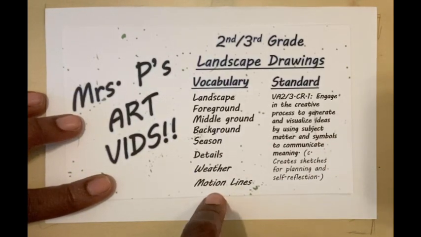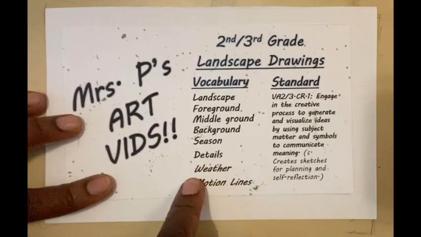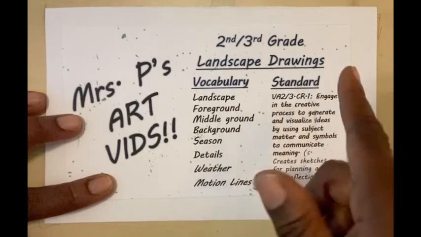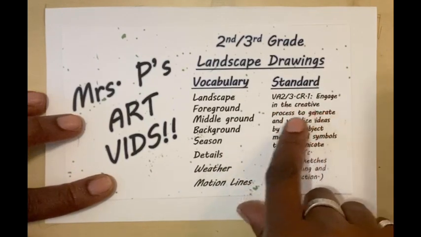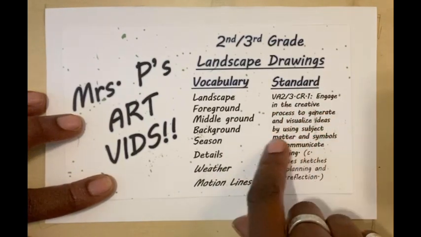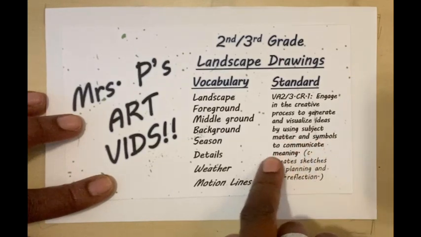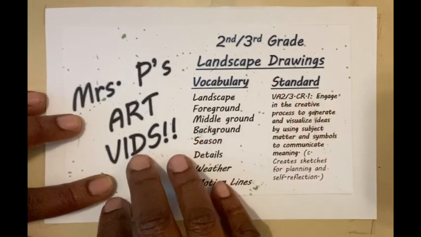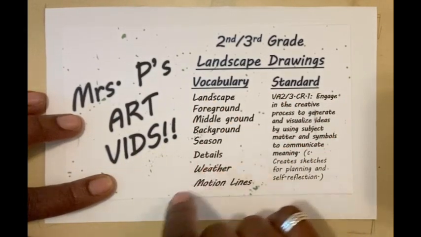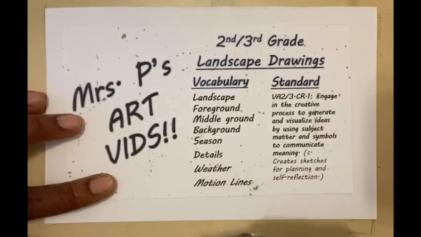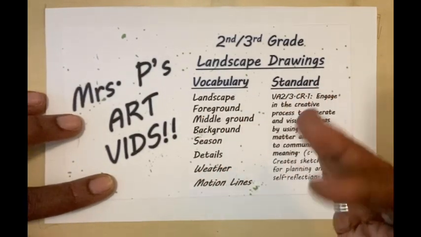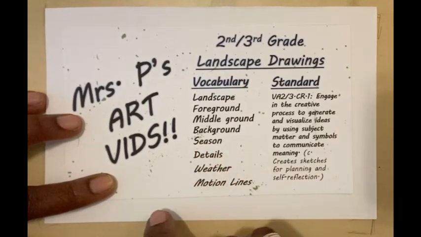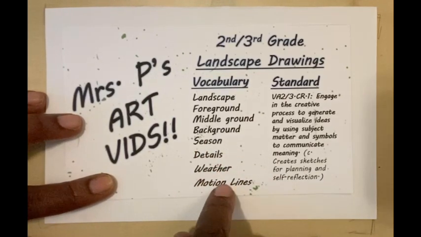So we're going to incorporate some motion lines maybe into our weather conditions in this landscape drawing, okay? Our standard is VA2/3 CR1. Engage in the creative process to generate and visualize ideas by using subject matter and symbols to communicate meaning. So that's why we're thinking about how we're going to represent parts of seasons, okay? What symbols or what images or what drawings can we put in our artwork to symbolize parts of the seasons or to represent parts of the seasons and part of weather, okay?